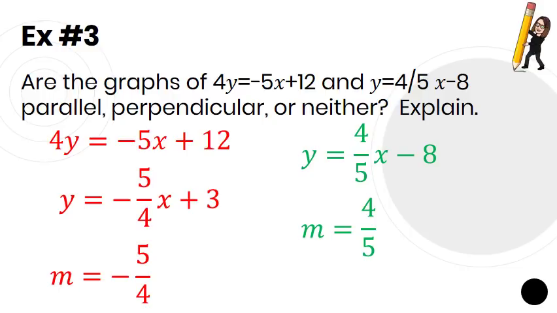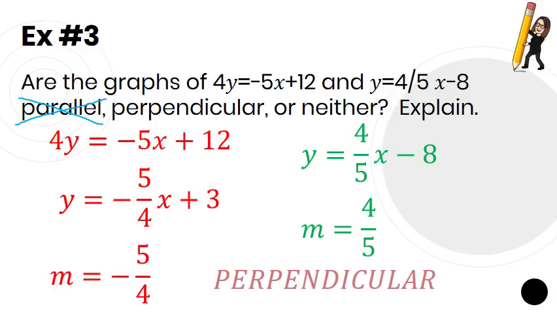So if I compare those two, are they parallel? Meaning, are the slopes the same? Nope. Are the slopes flipped and signs changed? They are. So in that case, these two lines are perpendicular.